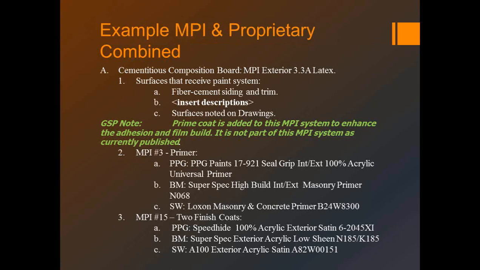Now you can still pull the MPI numbers in and keep it compliant with an MPI government spec, if you will, but you'd have to go outside of their systems to actually write it. That's what we did here with this particular system, putting the MPI number 3 prime coat in there on cementitious siding, and then coming in with 2 finish coats. We modified that system to a certain degree to give that prime coat, a better adhesion value, and another coat of durability built into this system.